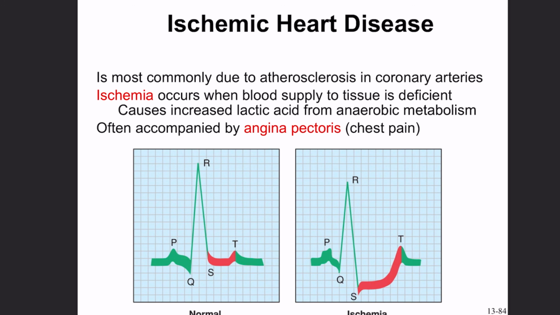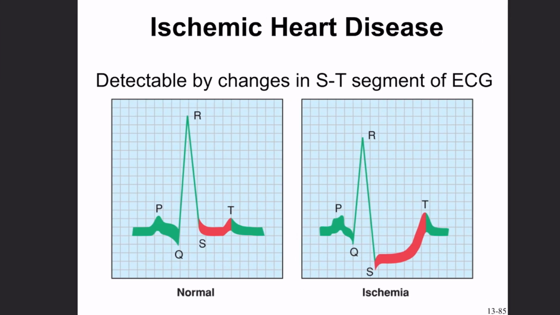This can increase lactic acid in the area because it can cause our cardiac tissue to require anaerobic respiration, and so it can often be accompanied with angina pectoris, which would be chest pain. Ischemic heart disease is detectable by looking at someone's ECG and reading the difference in the ST segment of the ECG. This is when there should be depolarization and then repolarization of the cardiac tissue, and there may be an impact on that if there is reduced blood flow.